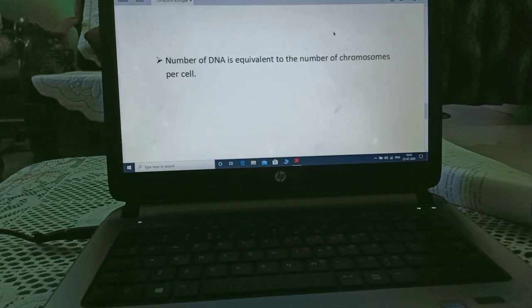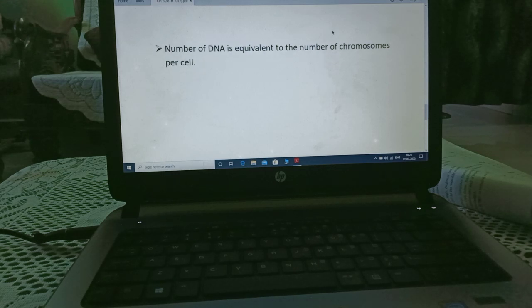The number of DNA molecules is equivalent to the number of chromosomes per cell. Here, it should be clear to us that DNA is the genetic material or hereditary material which carries the characteristics from one generation to another. DNA never transfers, but characteristics are transferred, and this branch is known as genetics.